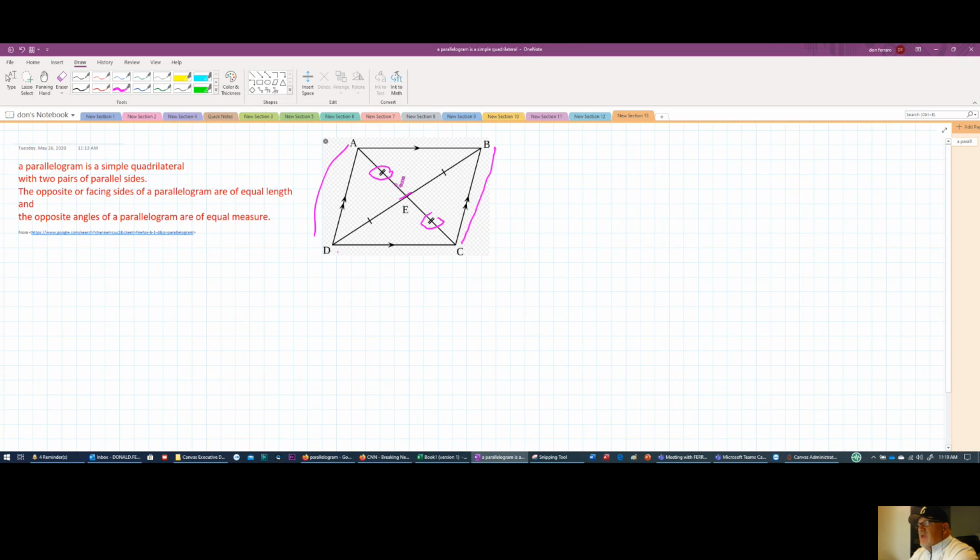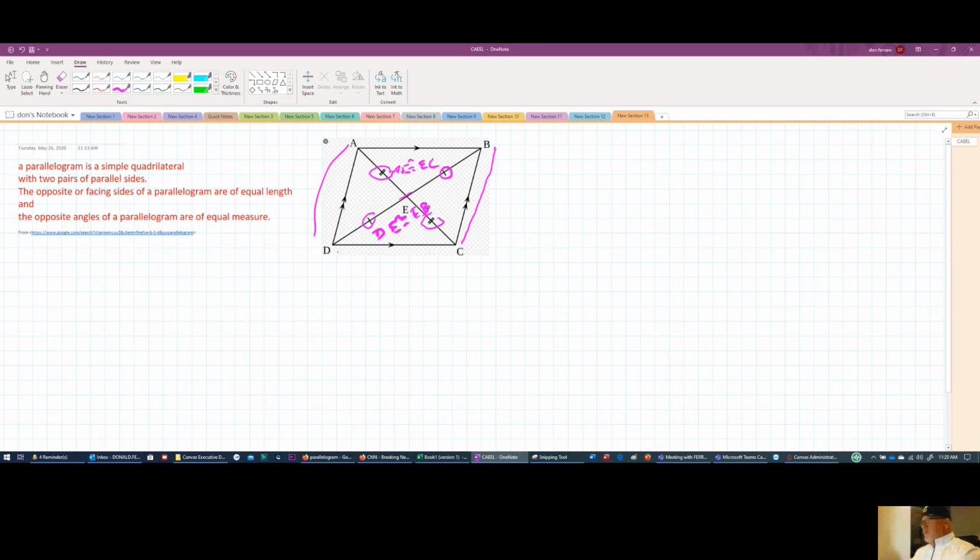So that means that AE is equal to EC, or we can say they're congruent. The same with DE, because we've got one tick mark here, and EB. So DE is congruent to EB.